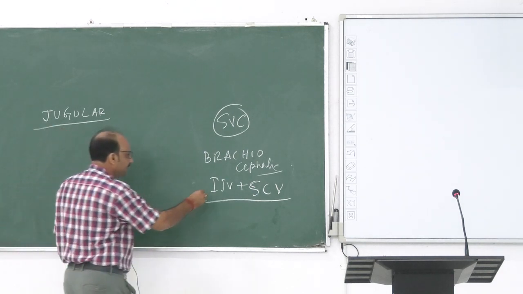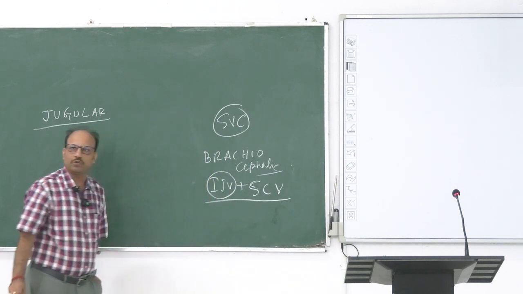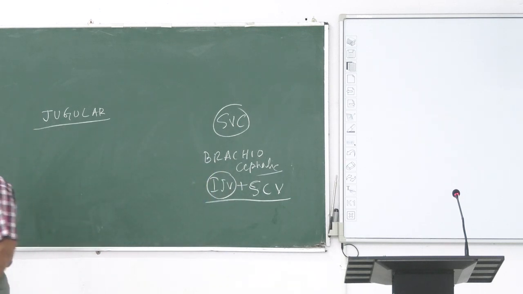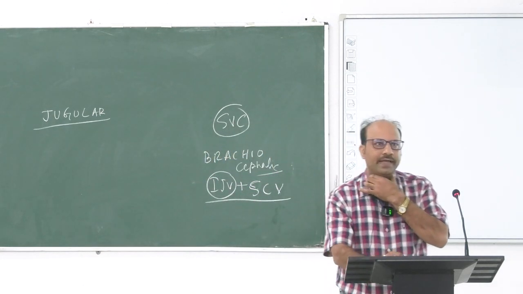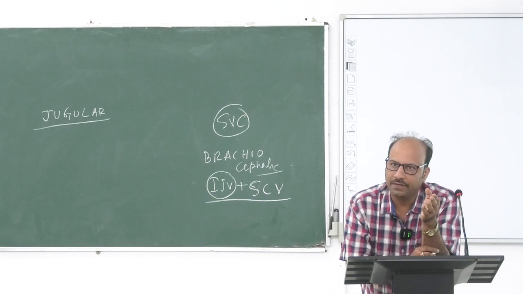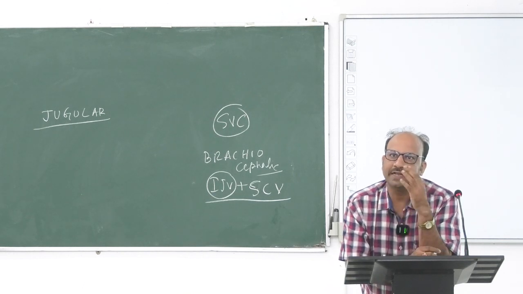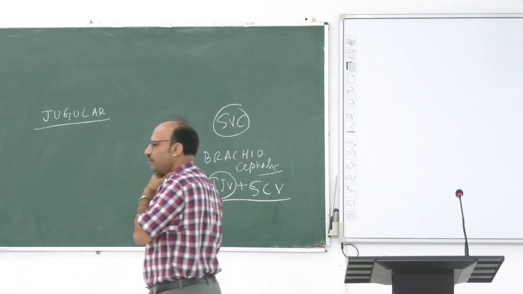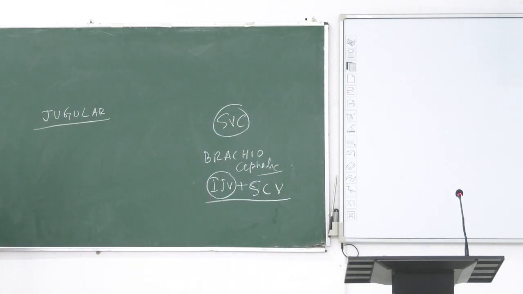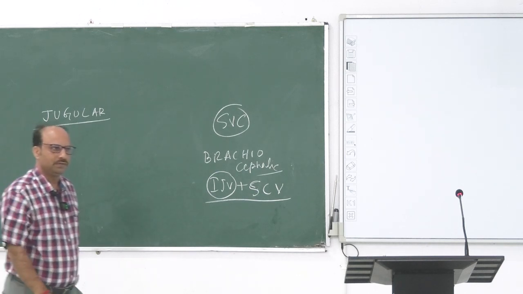Along with the internal jugular vein, there is also the external jugular vein. So in the neck you will get two important veins. The external jugular vein is the superficial vein in the neck. When you dissect the neck, you will see the external jugular vein, and the deep vein is the internal jugular vein. The internal jugular veins are paired, on the right side and the left side.